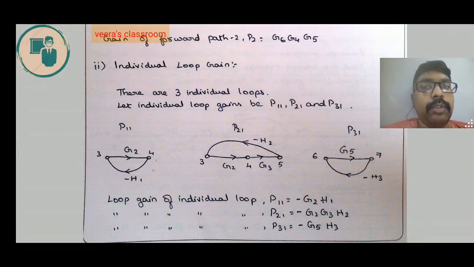So it has node number 3 and node number 4. The second loop has nodes 3, 4, 5. So the first loop and second loop will have common nodes 3 and 4, so we'll leave it as such.